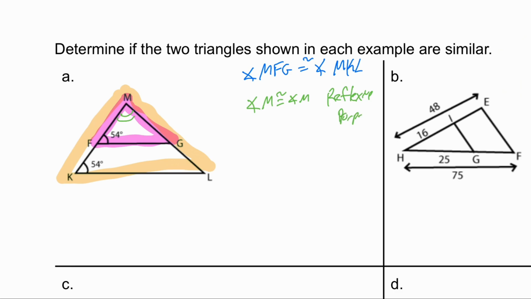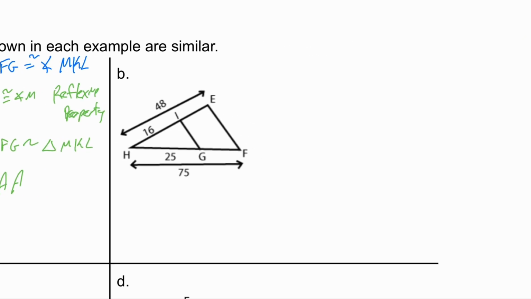And since that's two angles, we know that triangle MFG is similar to triangle MKL because of angle-angle.